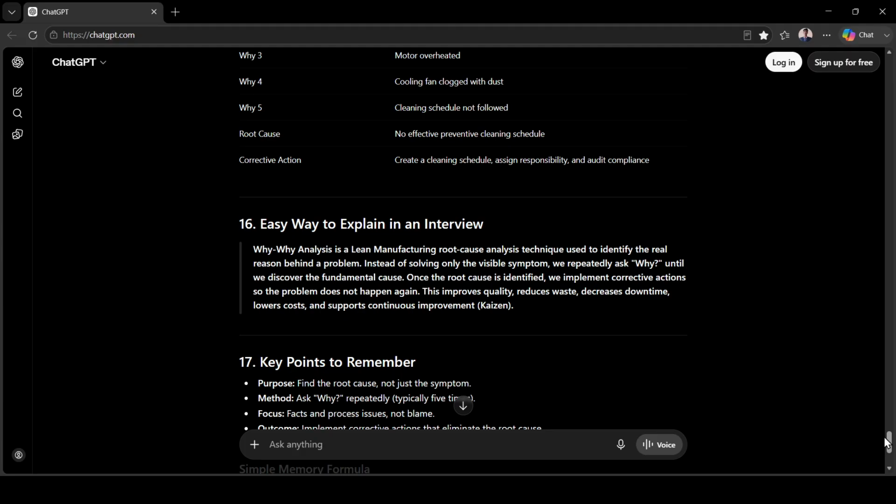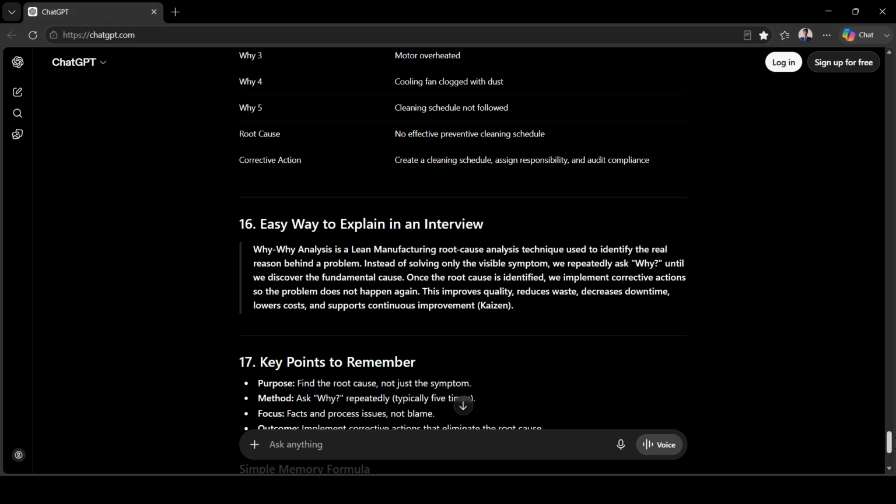Then an easy way to explain it in an interview: Why-Why analysis is a lean manufacturing root cause analysis technique used to identify the real reason behind a problem. Instead of solving only the visible symptoms, we repeatedly ask why until we discover the fundamental causes. Once the root cause is identified, we implement corrective action so the problem does not happen again. This improves quality, reduces waste, decreases downtime, lowers cost, and supports continuous improvement like Kaizen.